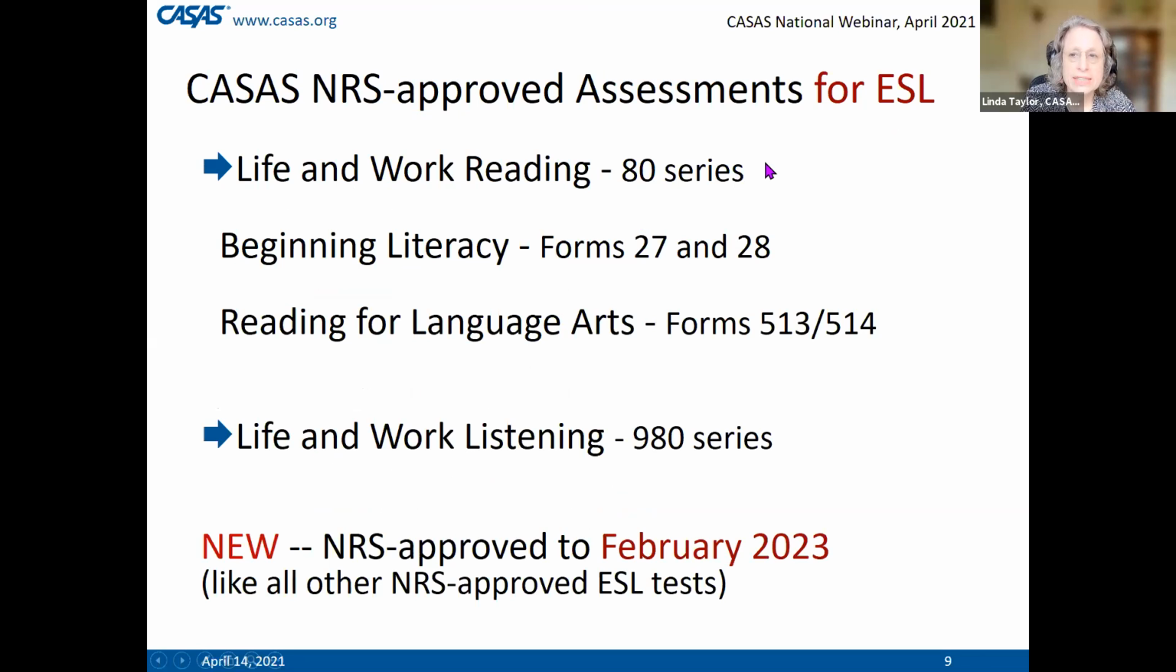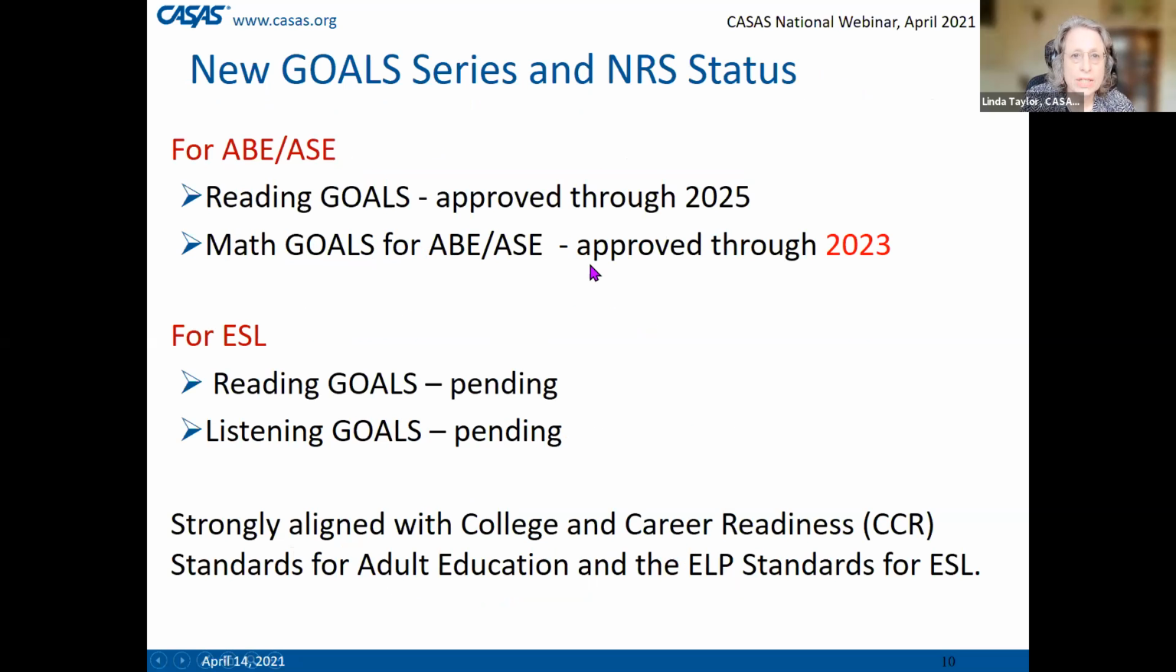These, at the end of last year, were extended and now can be used through February of 2023, most likely through June of 2023. And that is the same with all of the other NRS-approved ESL tests. So just to be clear about the status of these tests, the Reading Goals series continues through 2025, no change there, and also for the math goals.